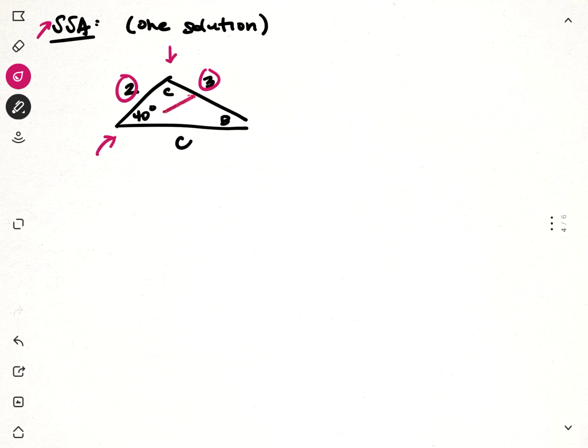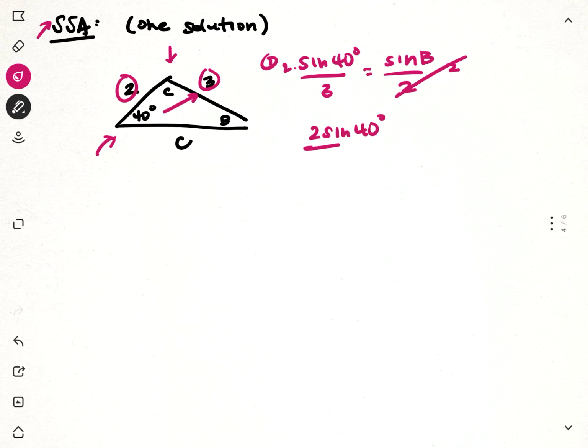So we definitely have an opposite side and angle, right? We can set this up as sine 40 over 3 is equal to, because we know what the 2 is, let's do 2 and B. So we're going to say sine B over 2. All right, let's start doing some algebra here. We just multiply by 2 to get rid of the 2. So we have 2 sine 40 over 3 equals sine B.